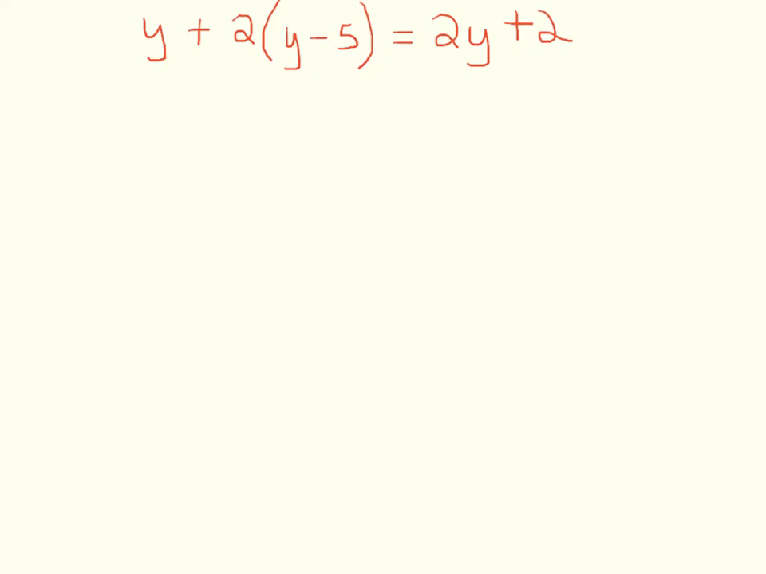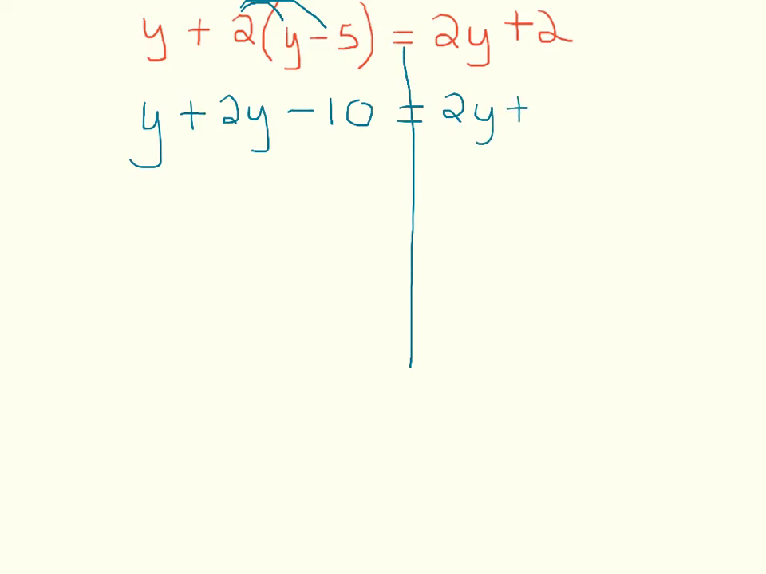Alright, on to example 3. This one, I think, involves every step. So the first thing is we need to distribute everywhere, and we only have to distribute in one spot: 2 times y and 2 times negative 5, but the y out in front needs to just fall down. So y plus 2y, and 2 times negative 5 is negative 10, equals 2y plus 2.